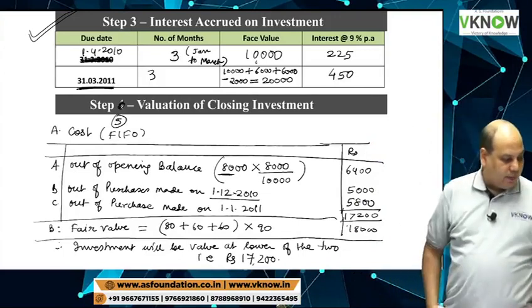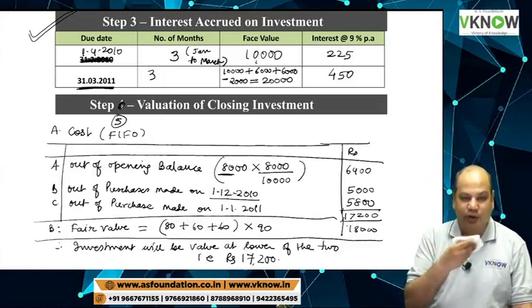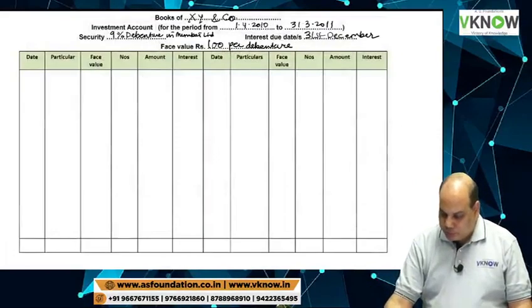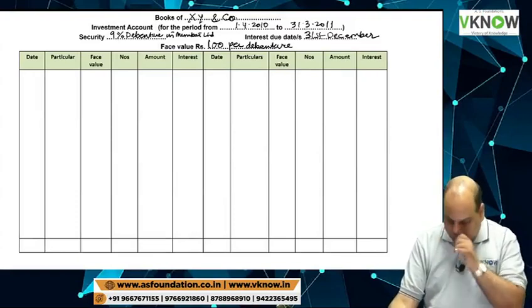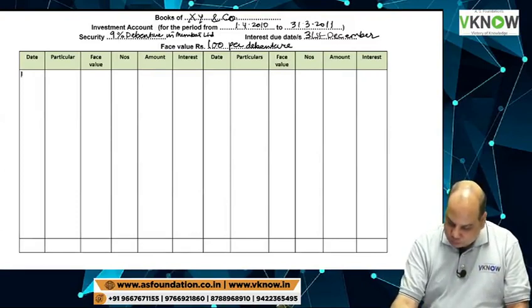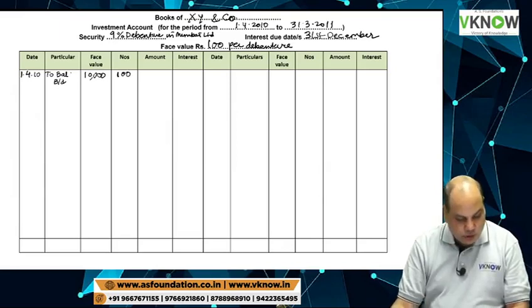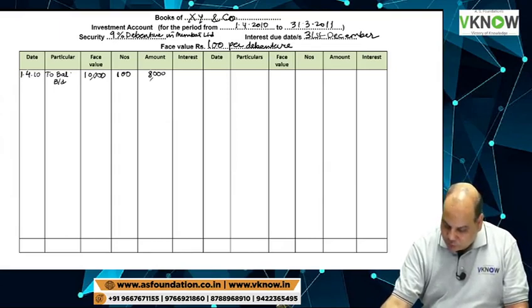Say yes. Now I am ready with all my working notes. Now I can complete the answer in 2 minutes. You will help me with the answer. First, we will write down date, opening date, 1st April 2010, to balance brought down. Question is in front of you. Face value is 10,000, quantity 100, and amount will be cost or fair value, whichever is lower. So cost 8,000 is lower.